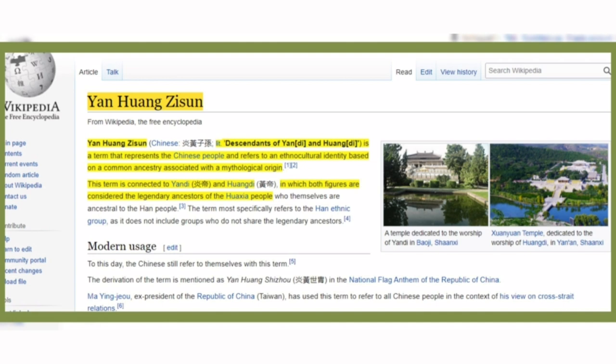Yan Huang Zisun. Yan Huang Zisun, descendants of Yandi and Huangdi, is a term that represents the Chinese people and refers to an ethno-cultural identity based on a common ancestry associated with a mythological origin. This term is connected to Yandi and Huangdi, in which both figures are considered the legendary ancestors of the Huaxia people, or the Chinese people.